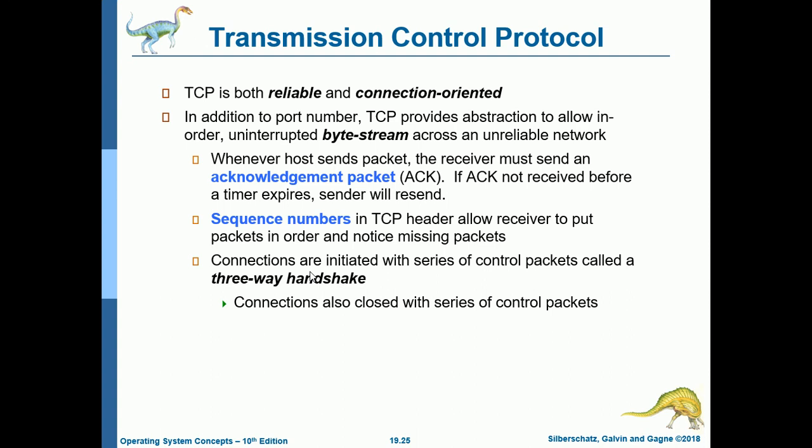And then there is a time interval. And then sequence numbers in the TCP header allow the receiver to put packets in order and notice missing packets. Then connections are initiated with a series of control packets called a three-way handshake. So what is a three-way handshake?